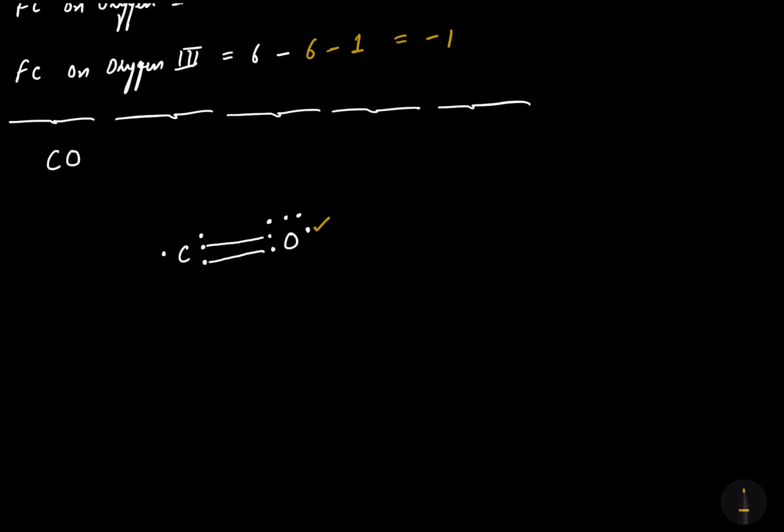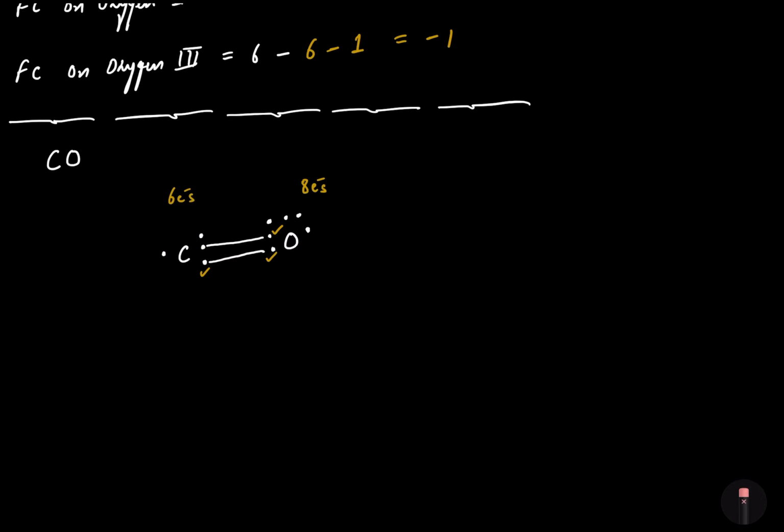That's number 1, 2, 3, 4, 5, 6, 7, and 8. So we got the 8 electrons in the outermost shell of the oxygen. Now let's count the electrons for the carbon after the formation of 2 bonds. That's 1, 2, 3, 4, 5, and 6. So carbon got only 6 electrons, whereas oxygen has attained the octet of 8 electrons.